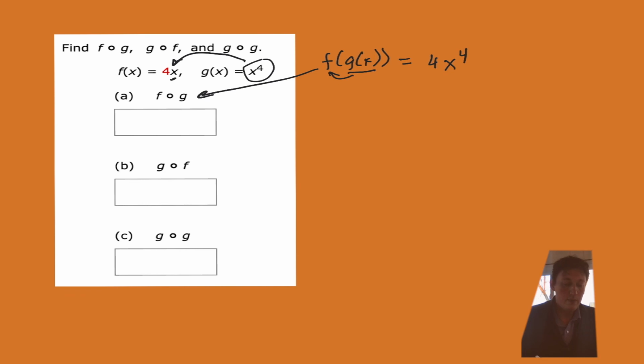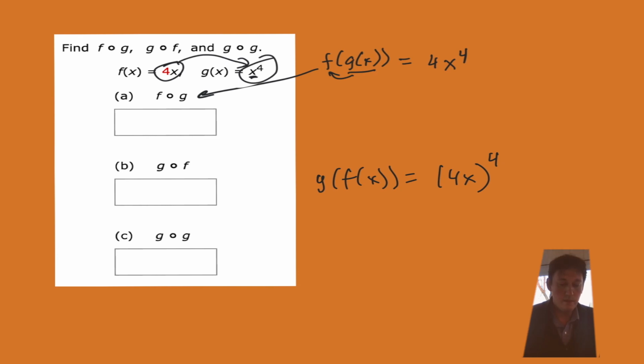In part 2, we have g of f of x, which is the same thing, just going in the other direction. So I'm going to replace my domain of g of x with f of x. I'm going to plug f of x into g. So now instead of writing this x, I'm going to write 4x, and then take that to the 4th power, which ends up being 4 to the 4th power, which is 256, x to the 4th power.